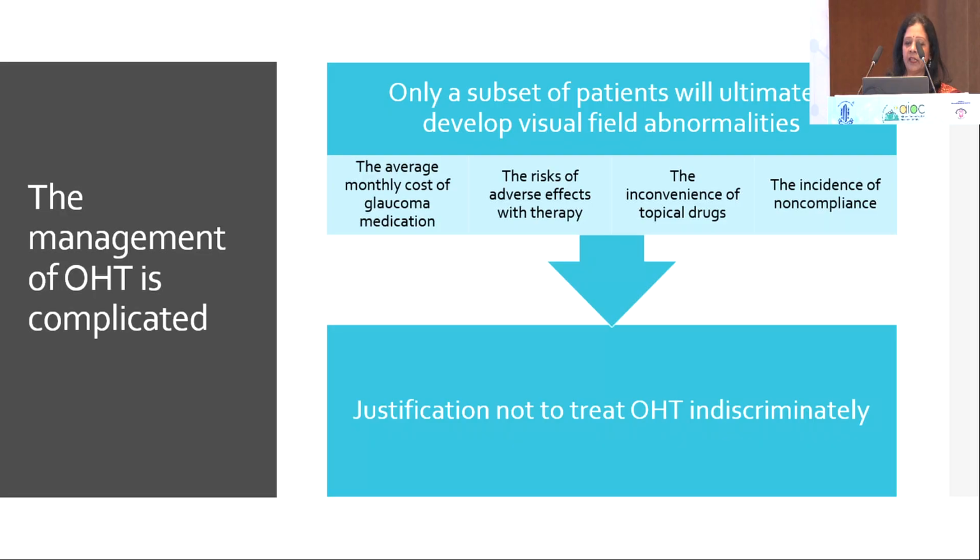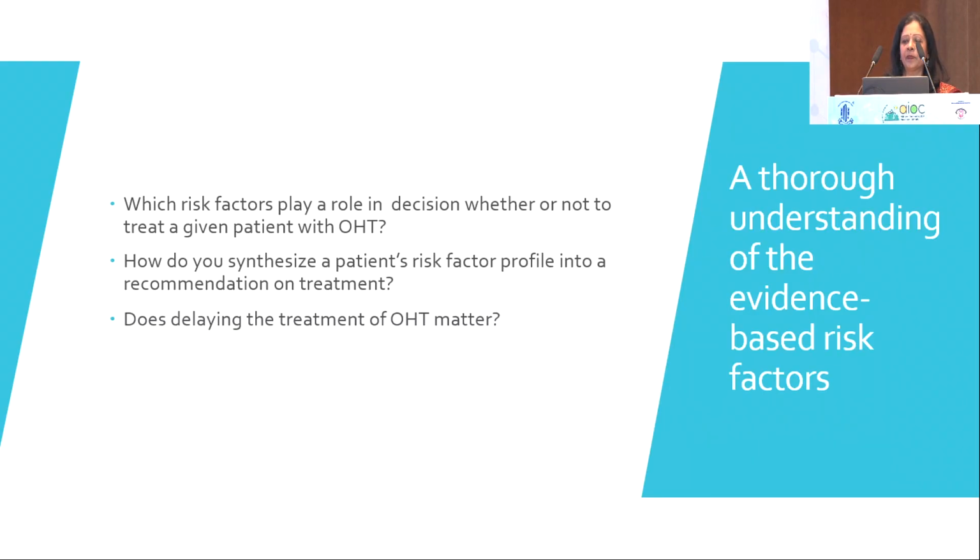The average monthly cost of glaucoma medication, the risks of adverse effects with therapy, the inconvenience of topical medications, and the incidence of non-compliance are enough justification not to treat OHT indiscriminately. So we need a thorough understanding of the evidence-based risk factors. Which risk factors play a role in the decision whether or not to treat a patient with OHT? How do you synthesize a patient's risk factor profile into a recommendation for treatment? And does delaying the treatment of OHT matter?